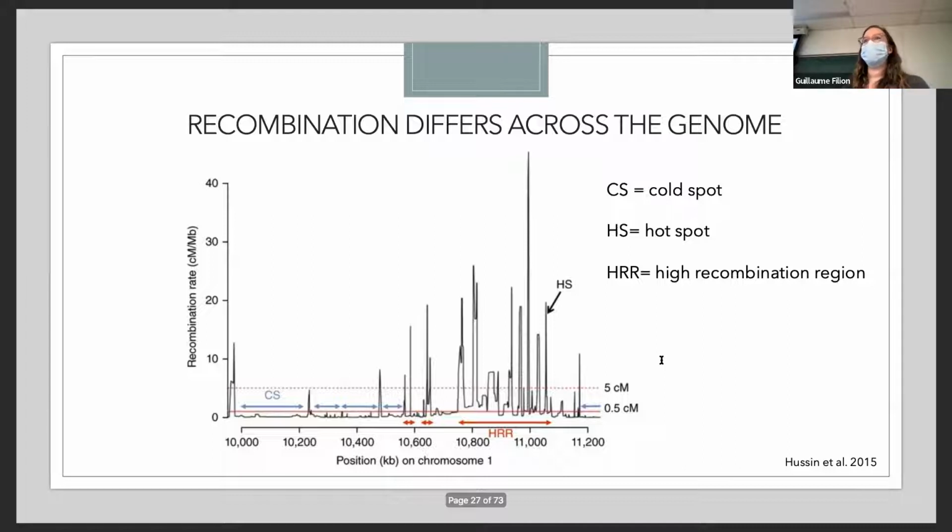Are centromeres considered cold spots? I think no recombination happens there. I'm not too sure. They just hold the 2 strings together. Yeah, so the centromeres are referred to as cold spots because there's no recombination.